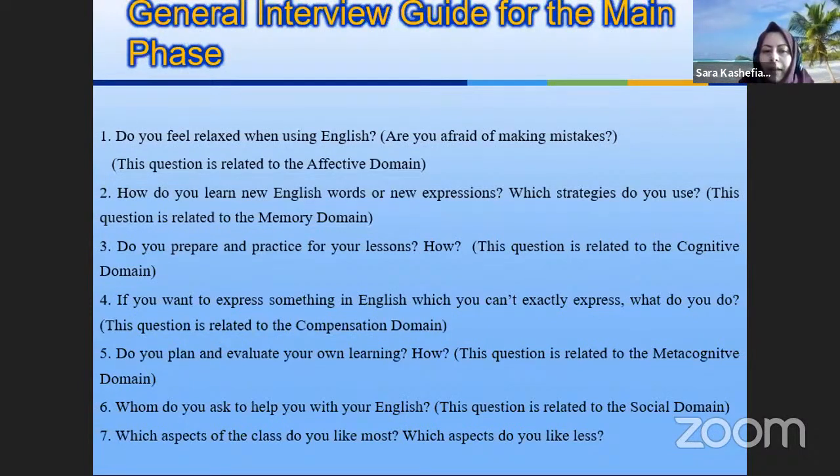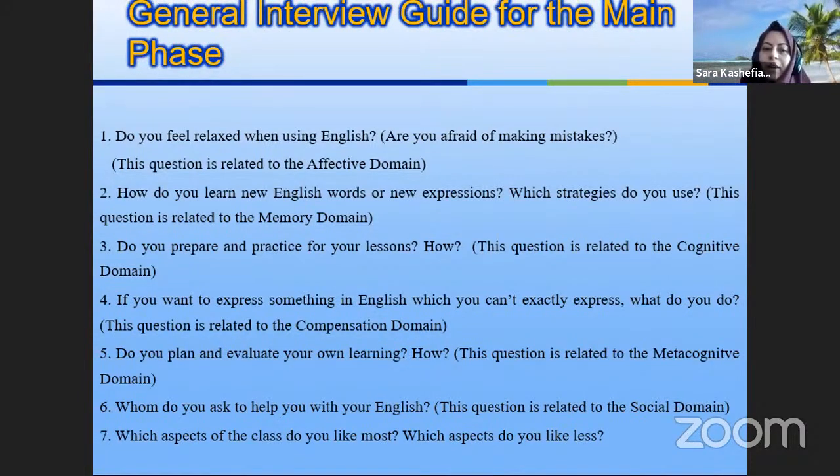Do you learn new English words or new expressions in a specific way? How do you learn? Which strategies do you use? Again, for learning new items, it's related to memory strategies, the memory domain. Do you prepare and practice for your lessons? If yes, how? Can you see preparing, practicing? These are all related to the cognitive domain.